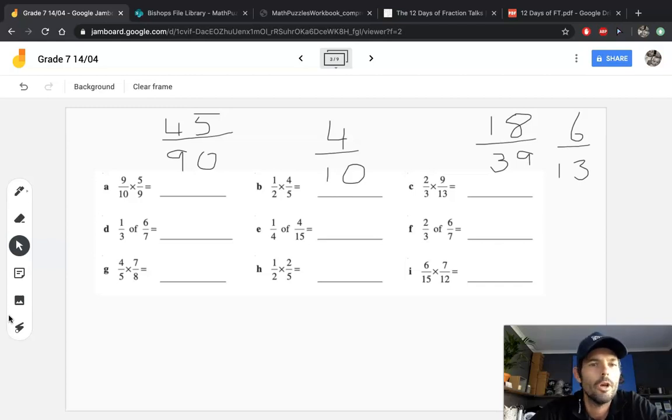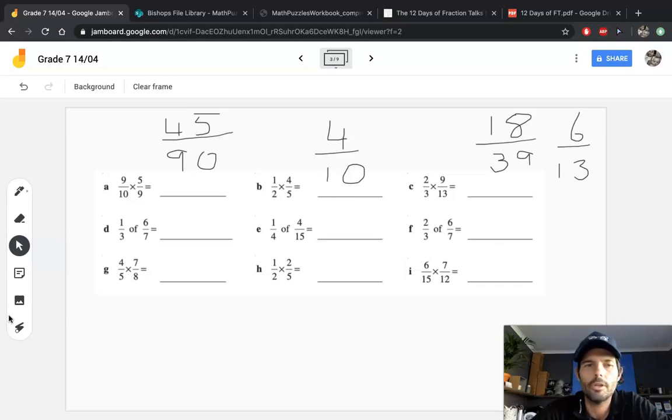Okay, so you'll notice that for D, E, F, the word of appears between the two fractions. So 1/3 of 6/7. Of, when we're dealing with fractions, tells you that you need to multiply. You might be asking why they're now using of. If I say to you, what's 1/2 of the 10 apples that are in the box? I'm not going to say what's 1/2 times the 10 apples in the box. We use the word of, but you still multiply.